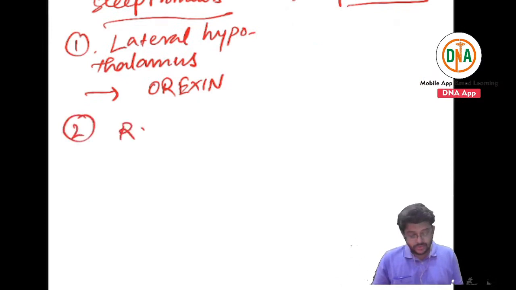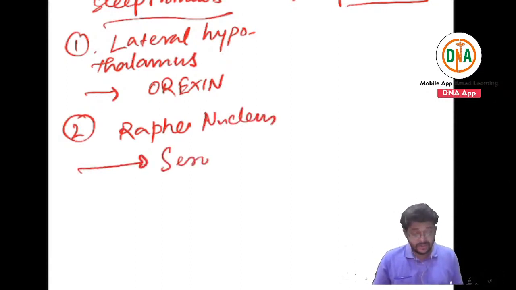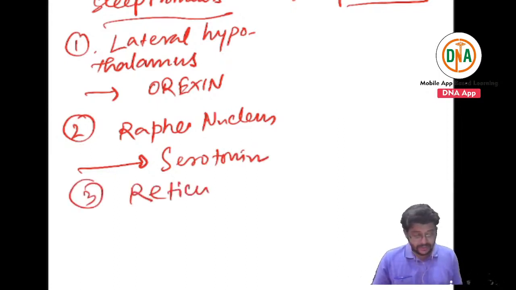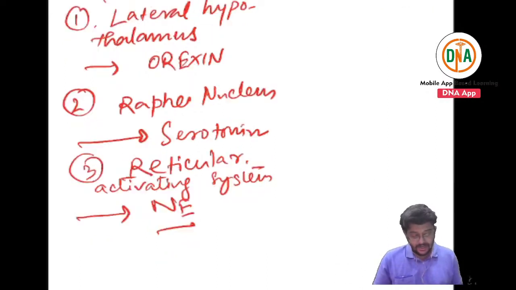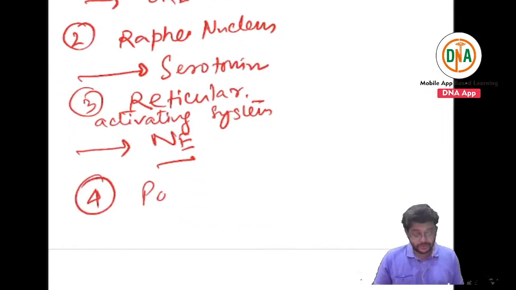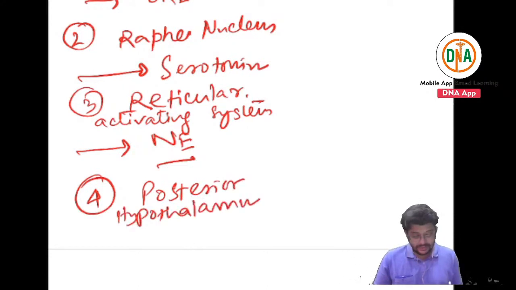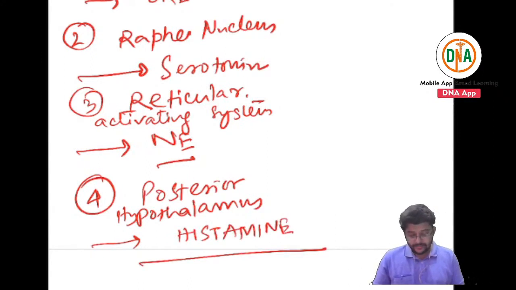Number two, raphe nucleus. And neurotransmitter that comes out of it is serotonin. Number three is reticular activating system, RAS, and it is norepinephrine, NE. And the last one is posterior hypothalamus, it is histamine. So these are the wakefulness promoting areas.